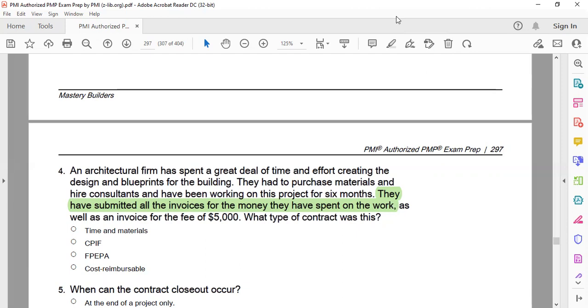Time and material. Exactly. When the timeline is given, we call it time and material, because the unit rate is defined. So here the answer is cost reimbursable.